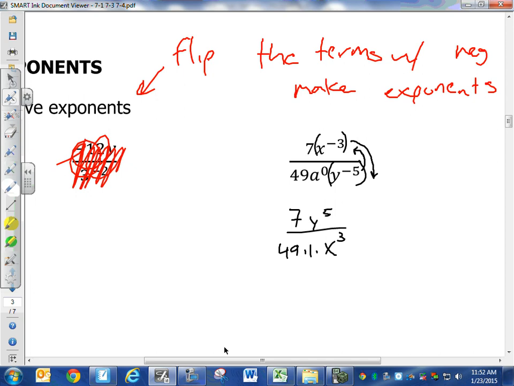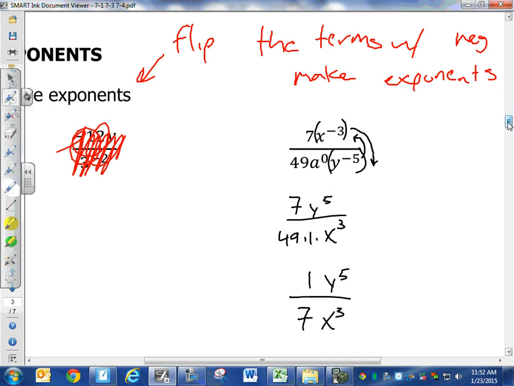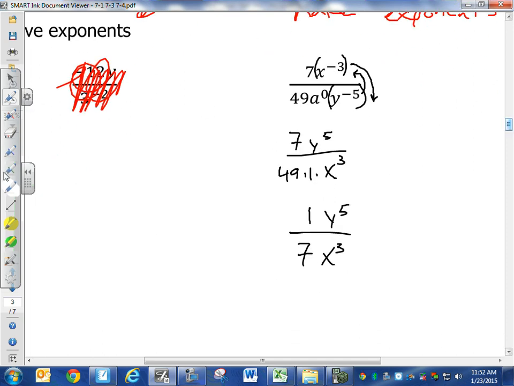Now, the last step is to simplify things we can simplify. 7 divided by 49 is 1/7. This would be the simplified answer for this guy. Negative exponents, you move them and you make the exponent positive. That should be the simplest rule, but it's definitely the newest rule that is the toughest to explain.